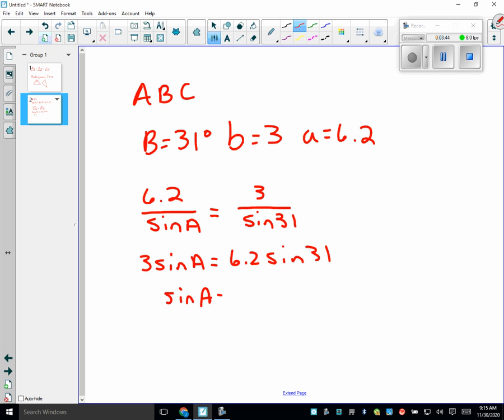Sine of A is 6.2 sine of 31 over 3. Right? How do I find an angle when I'm given everything else? What button do I use on my calculator? Arc sine. Right? Now, it's been 10 days at least since you all have picked up your calculators, so I would take a minute and make sure you're still in degree mode.